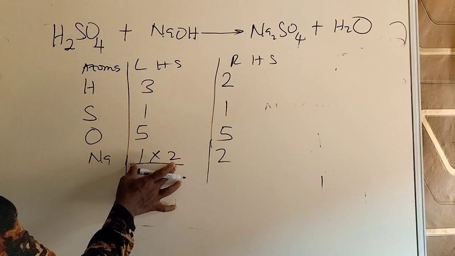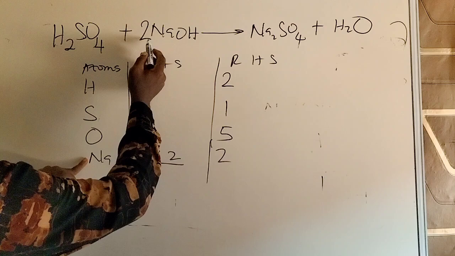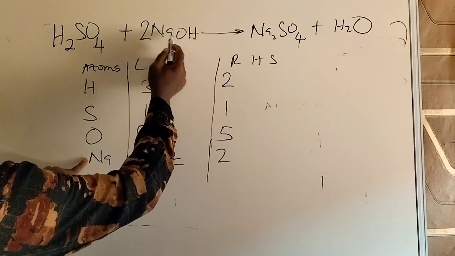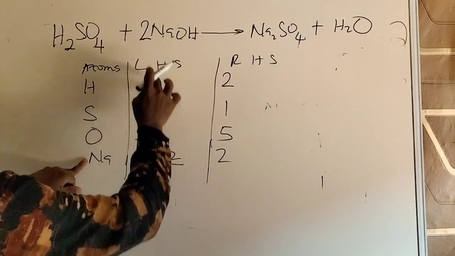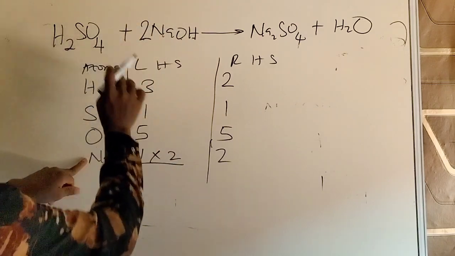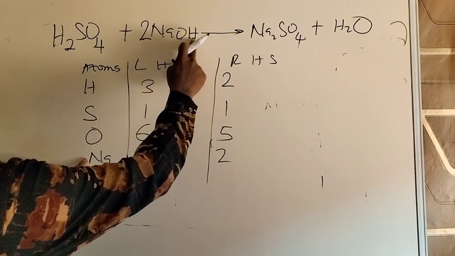So on the left hand side, you increase sodium. Go to sodium, you see it here, put the 2 in front. By doing that, the 2 affects oxygen and also affects hydrogen. Oxygen now becomes 2 plus 4, 6. So this changes to 6. Hydrogen becomes 2 times 1, 2 plus 2, 4.